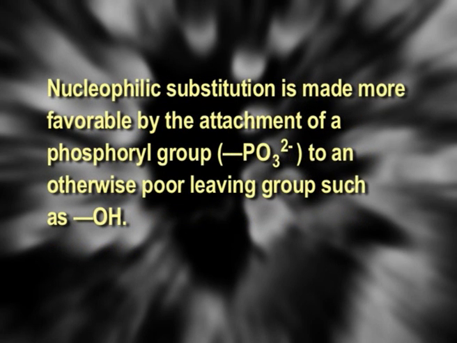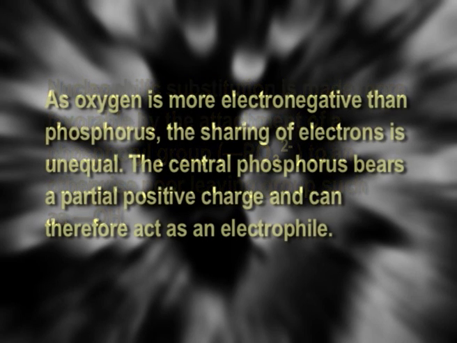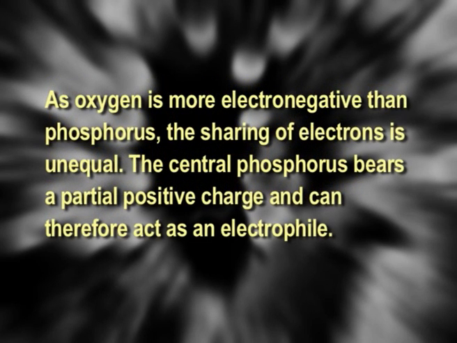Now, nucleophilic substitution is made favorable by attachment of, say, a phosphoryl group to an otherwise poor leaving group such as OH. In the phosphate group itself, since the oxygen is much more electronegative than phosphorus, the sharing of electrons is unequal. The central phosphorus bears a partial positive charge and therefore can act as an electrophile.